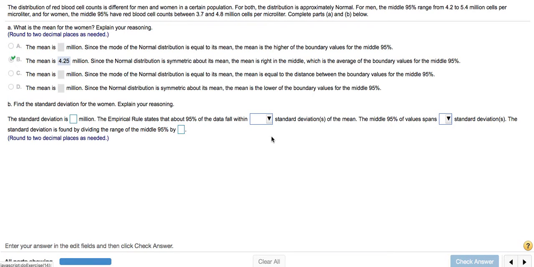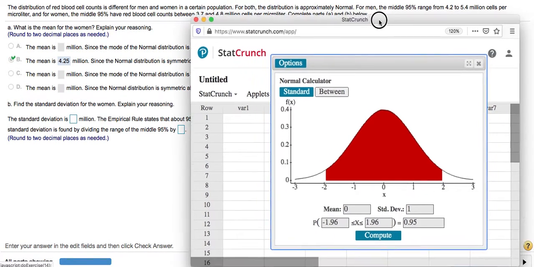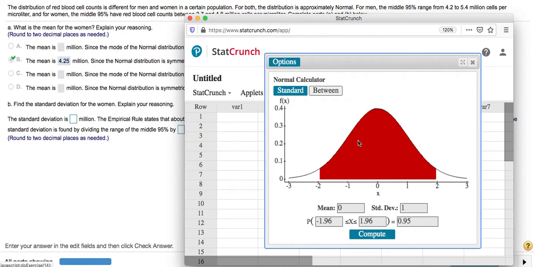Okay, but then it goes on. It says, find the standard deviation for this data. All right, so the standard deviation. Let's go back, again, to look at the curve here. If you have the middle 95% of the data, that means you went 2 standard deviations to the right and 2 standard deviations to the left. That means from this lowest part to this highest part, you went a total of 4 standard deviations. So if we actually know this distance and divide it by 4, that'll give us the standard deviation.